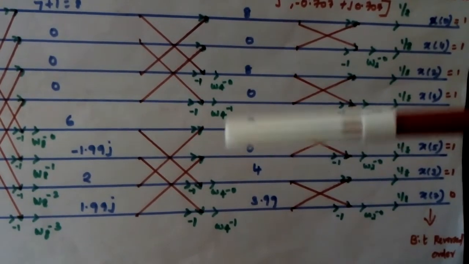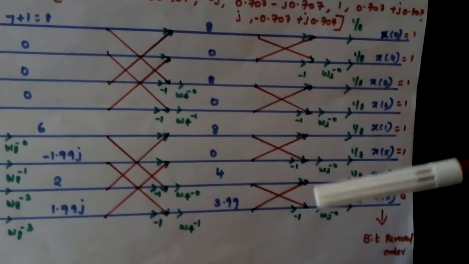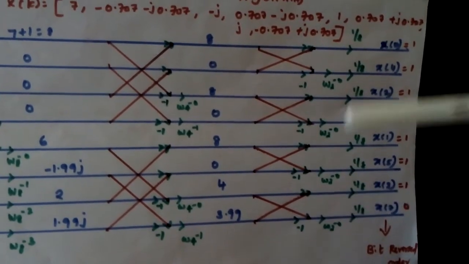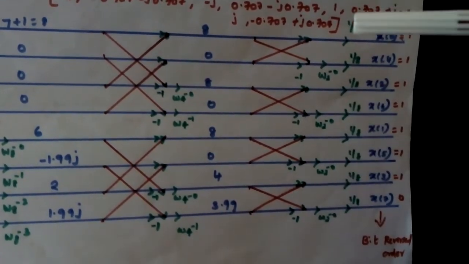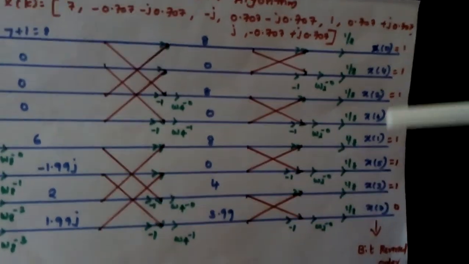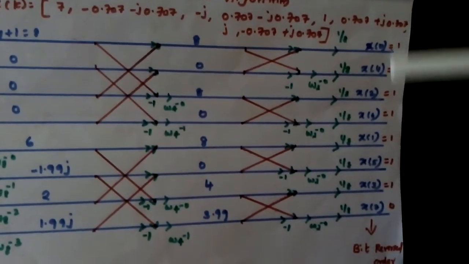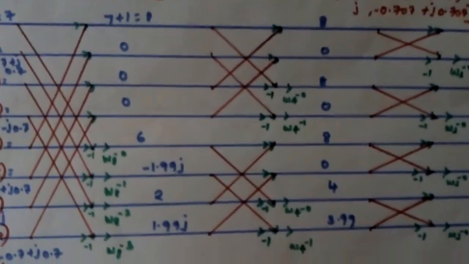Similarly we have to find the second stage and the final stage. After finding the final stage, you have to divide by 8, that is multiply by 1 by 8. Whatever value you are getting will be multiplied by 1 by 8. That gives the final value, in bit reversed order, that is your time domain sequence. So this is the inverse DIT FFT algorithm.